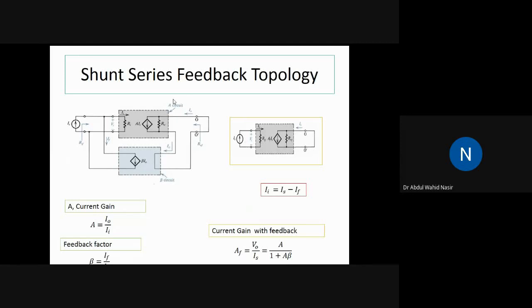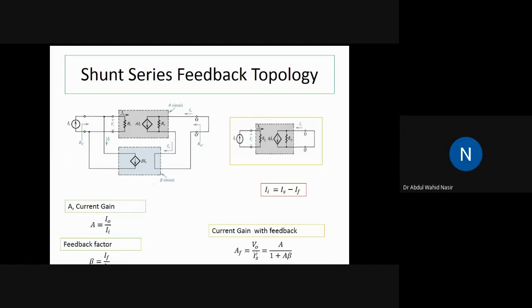This is the equivalent circuit model for the shunt series, where the overall current gain A is equal to I naught, the output current, by input current. Similarly, we have the feedback factor beta, which will be IF by I naught, because I naught is the input and IF is the output. Clear? I is equal to IS minus IF.